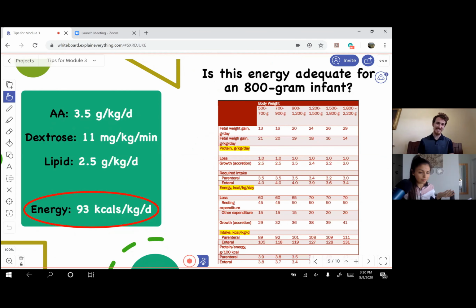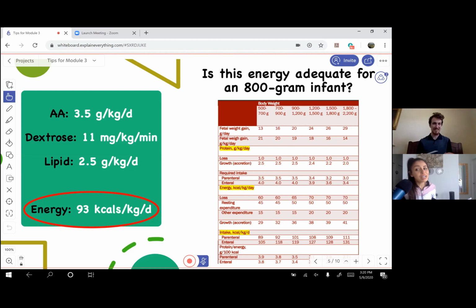Well, let's move on to the next slide. Okay, so we got our answer. We have 93 kcals per kilogram per day. So is the energy adequate for an 800 gram infant? Where can we find that out? How are we supposed to know if it's adequate?